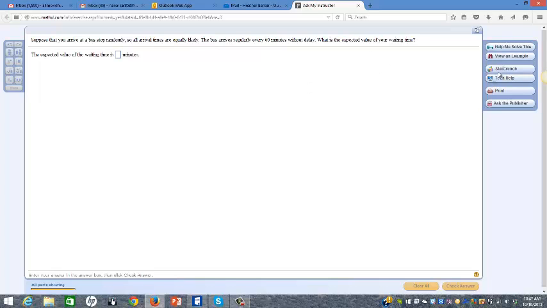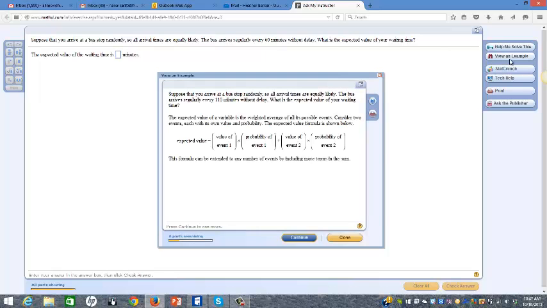So if you go to view an example or help me solve this, what it says is that for this example, there are 60 minutes that the bus could possibly come. So the probability that it could come would be 1 out of 60 for everything. So let me just pull this up the way it says it. This example says 110 minutes. So let me show you what it's saying.